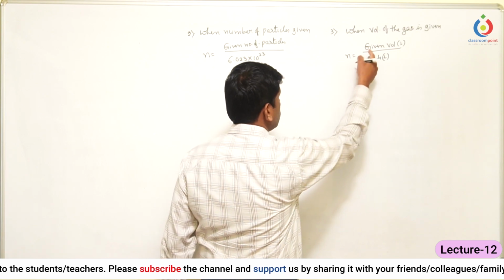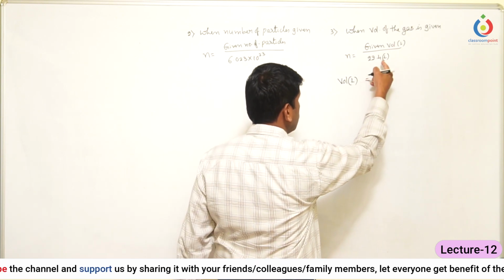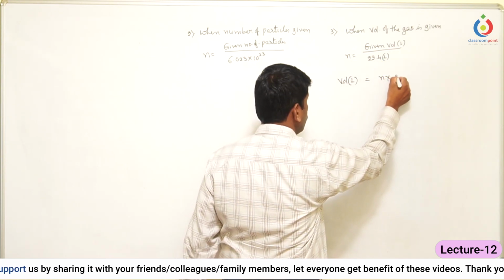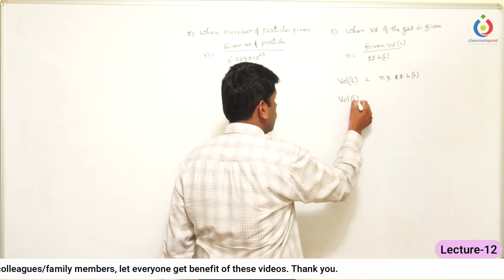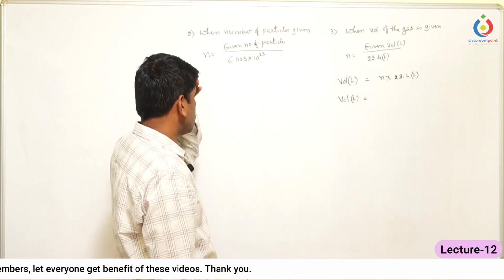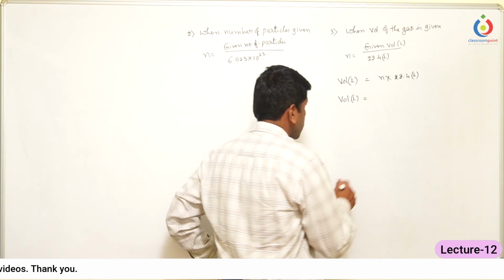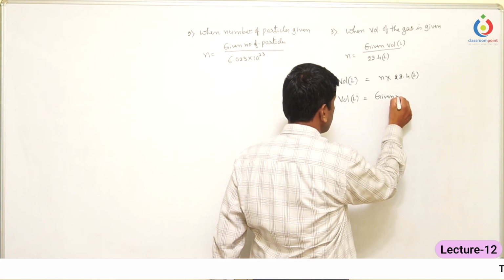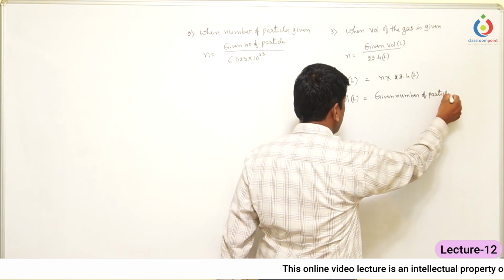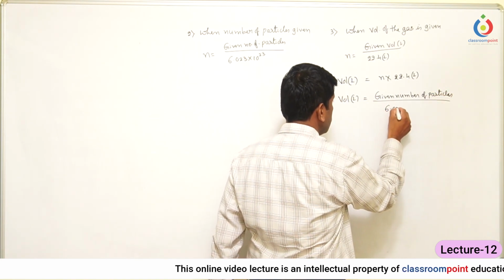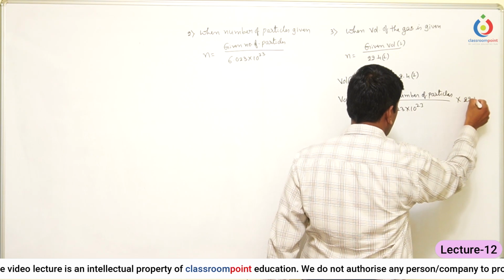So now let us try to see calculation of the volume. The volume of the substance in liters can be calculated. We send this value to the other side, so n into 22.4 liters. And volume of the substance when number of particles are given: in the place of n, we can substitute this formula. So given number of particles divided by Avogadro number 6.023 into 10 power 23, into 22.4 liters.